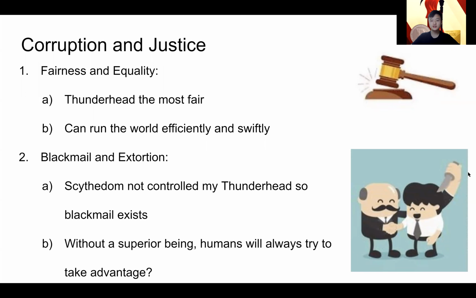Corruption and justice. Since the Thunderhead is a well-built AI, it is the most fair and it can run the world very efficiently and swiftly. But since Scythedom cannot be controlled by the Thunderhead, people in Scythedom or scythes often blackmail each other or use extortion. And this raises the question: without a superior being, will humans always try to take advantage of different things?